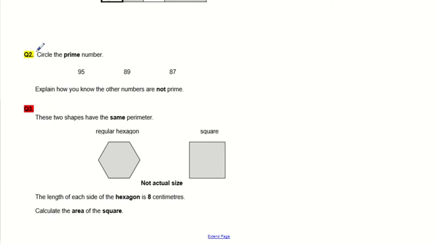Okay, so question number 2. So this is an amber question, which means we can all have a go at it. It might just need a little bit more thinking than the first question. So it says circle the prime number. Okay. Explain how you know the other numbers are not prime. And I've got to explain.